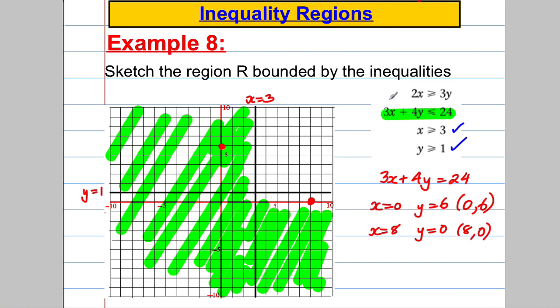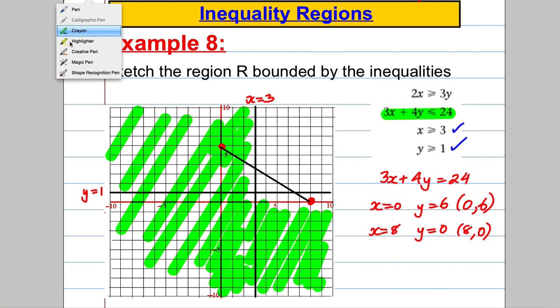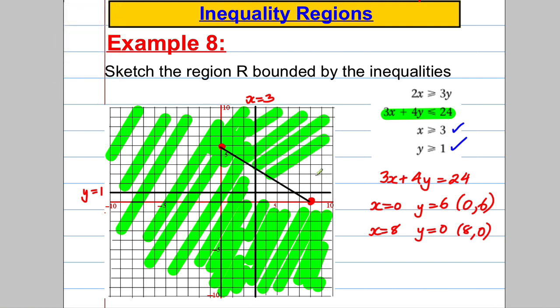And I join those up with a straight line and a filled in line because it's a full line. So I've drawn that there, and I want below the line, so I'm going to shade above the line. So I'm going to shade all of this above the line here. Okay, so we've got a triangle so far. Let's see what the last inequality does.